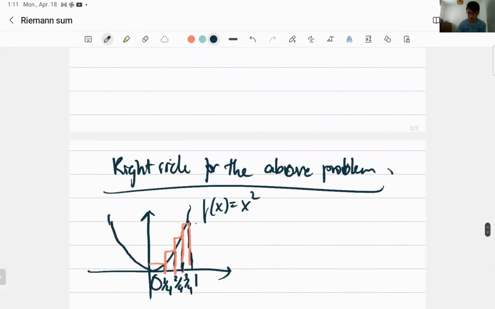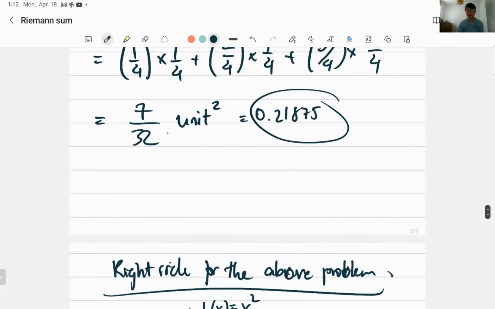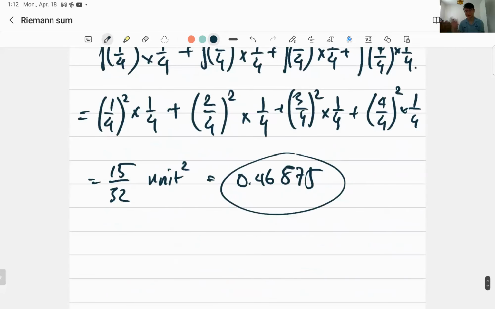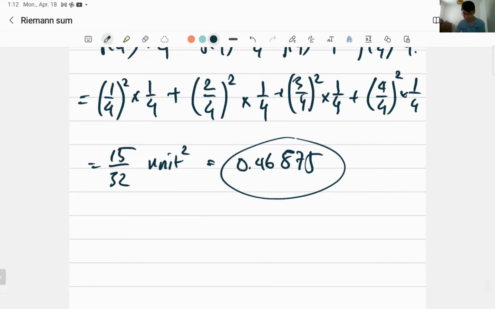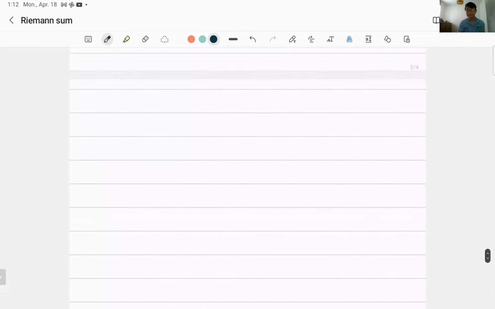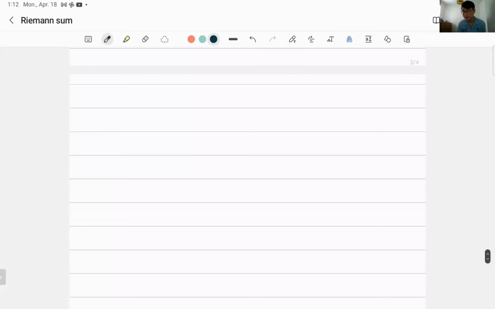The previous one we got 0.21875. This one is 0.46875. The right side tends to overestimate things. The left side tends to underestimate things. All right. So now we kind of understand the Riemann sum and the idea behind it.